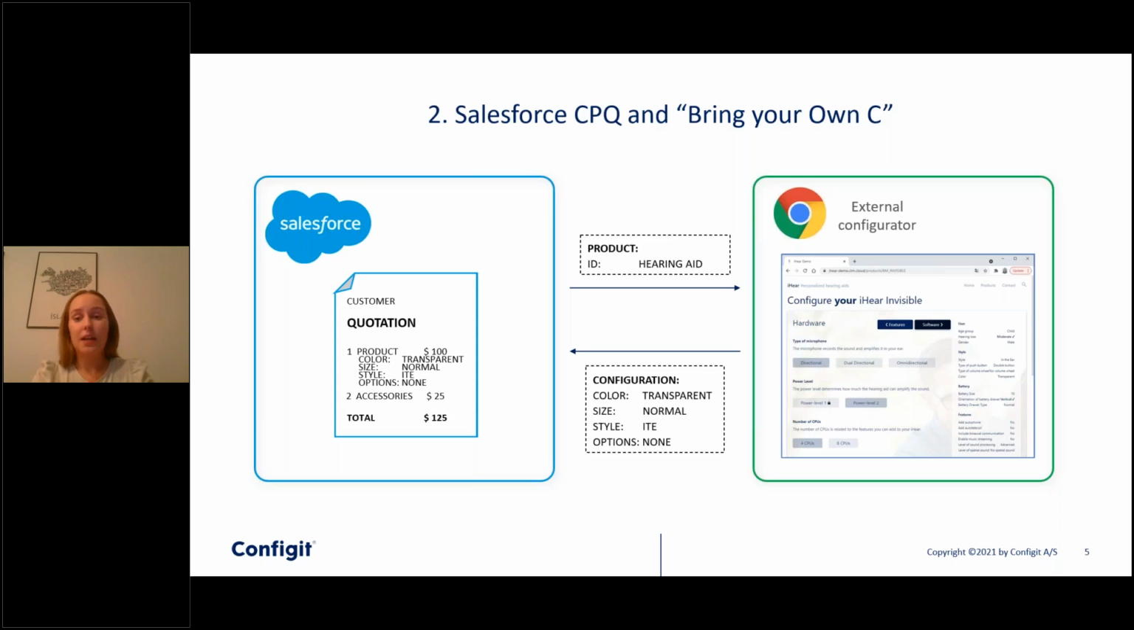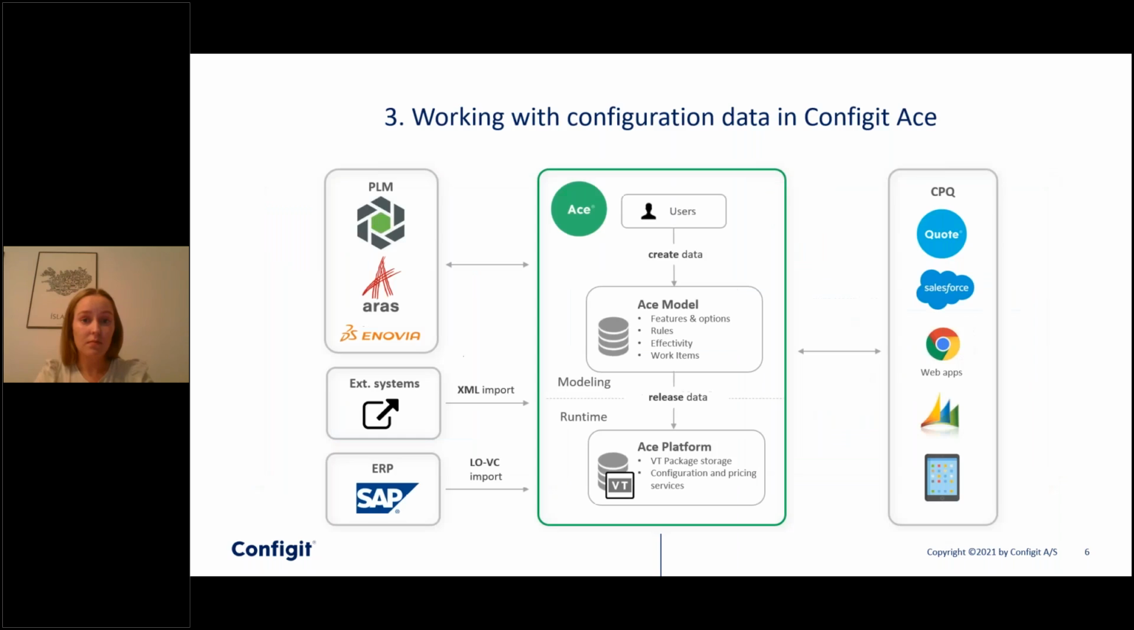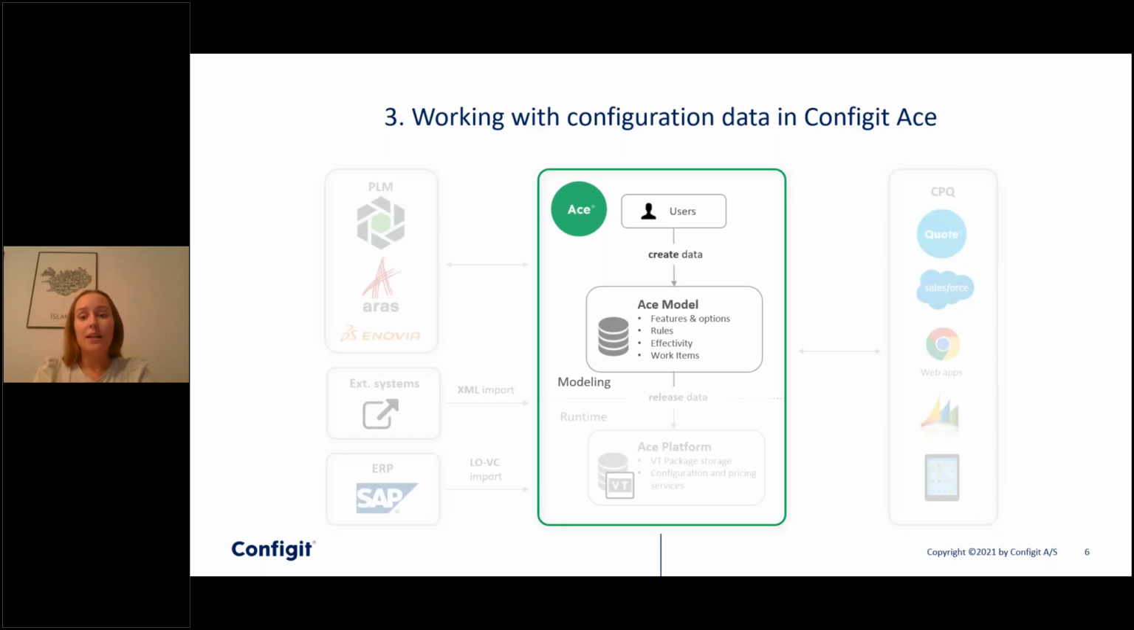So if we zoom a little bit in on the green box on the picture, which in this case is Configit ACE, then we can start to focus on this question of how do you build an external configurator? And you basically start by creating a product model, and then you use an API to access that product model from an external system or a consuming application. And modeling is typically done by a user creating rules and product logic in the modeling environment, and perhaps importing data from external systems. And this is what you see here in this upper part of this green box.